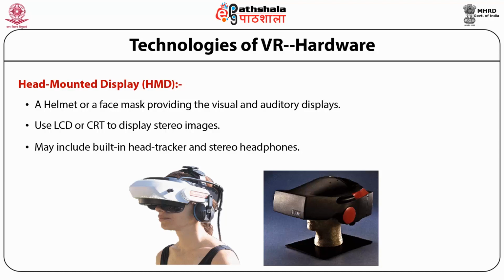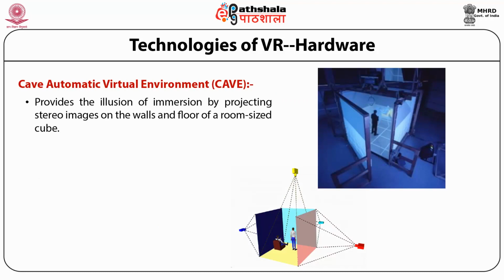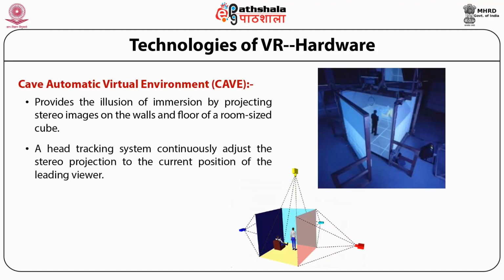The next technology is Cave Automatic Virtual Environment, in short called CAVE. It provides the illusion of immersion by projecting stereo images on the walls and floor of a room-sized cube. A head tracking system continuously adjusts the stereo projection to the current position of the leading viewer.